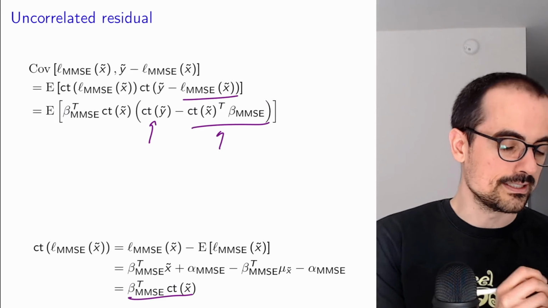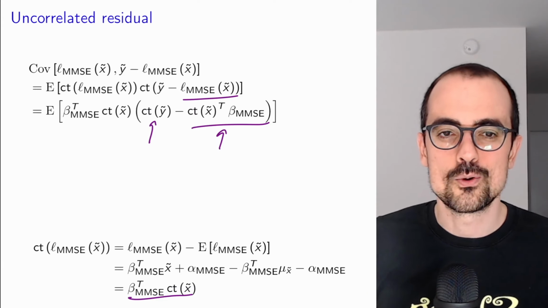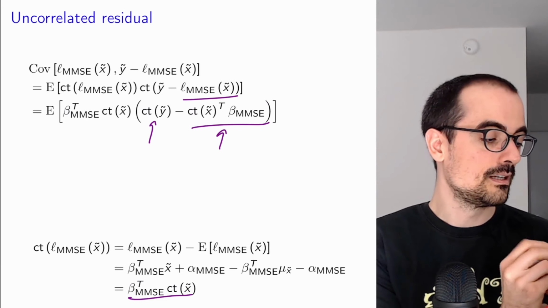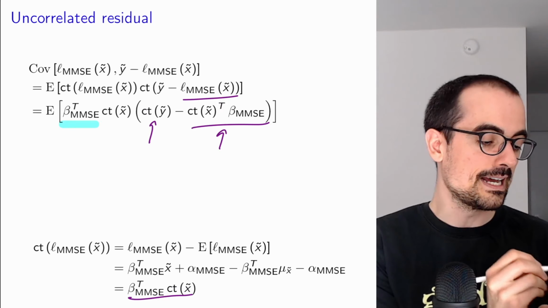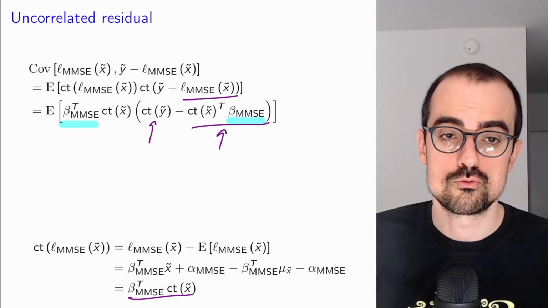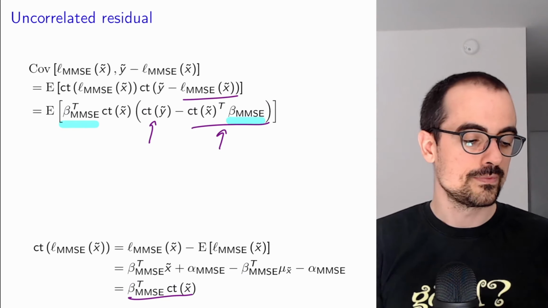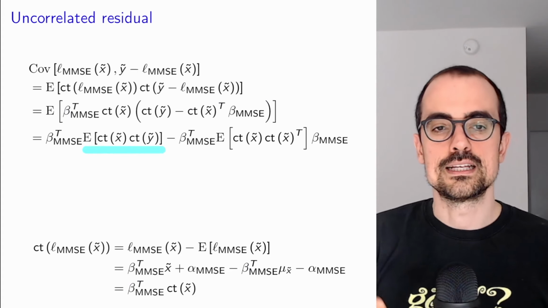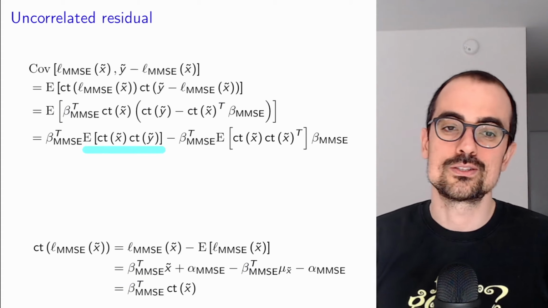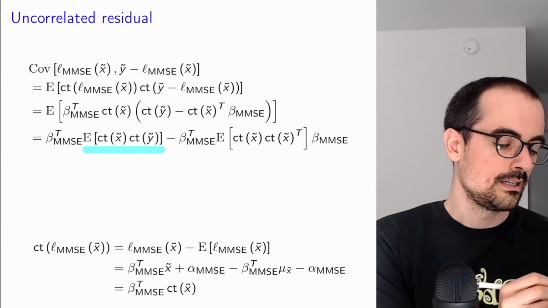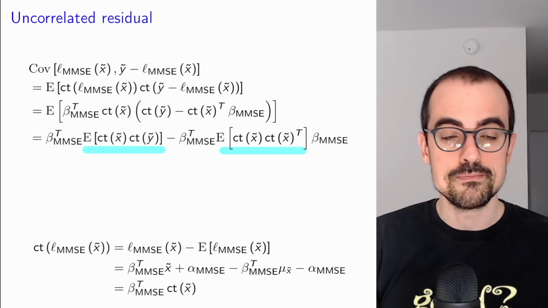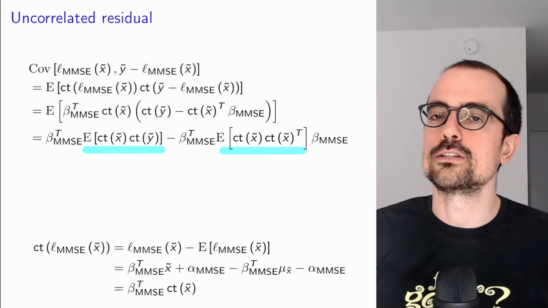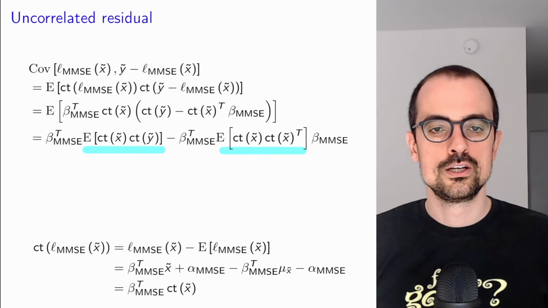Why have I written the inner product in the other way? Because now I'm going to apply linearity of expectation, and this and this are going to come out because they're not random quantities. And when those come out, what do I have left? The mean of the centered features times the centered response. What is that? The cross covariance. And here I have the mean of the outer product of the centered features with themselves, which is the covariance matrix. We have a whole video on covariance matrices, which you can take a look at.